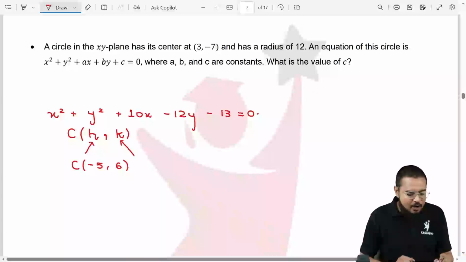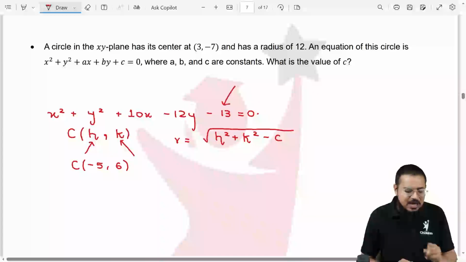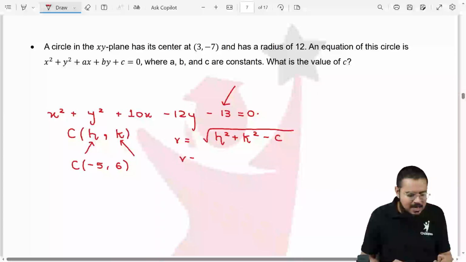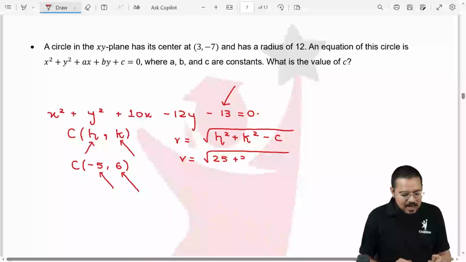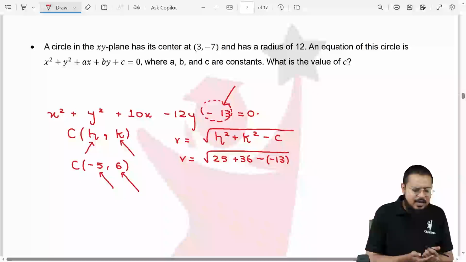And the specific formula for the radius of the circle from any general equation of the circle is always equivalent to the square root of h square plus k square minus the constant that you see at the very end. That's the formula. And h and k, by the way, represent your center coordinates of the circle. For example, in this case, to find the radius, you're going to do negative 5 square, that's 25. You're going to do 6 square, that's 36. And then you're going to subtract the constant, which is negative 13 over here, minus minus 13. Type everything on your scientific calculator, and the calculator will automatically simplify the radius for you.